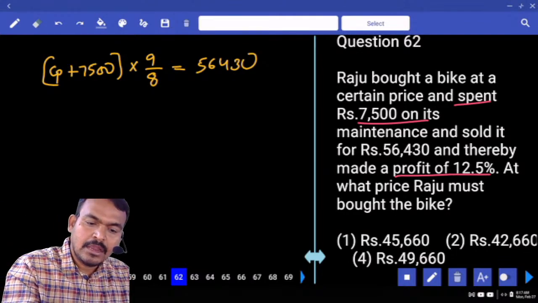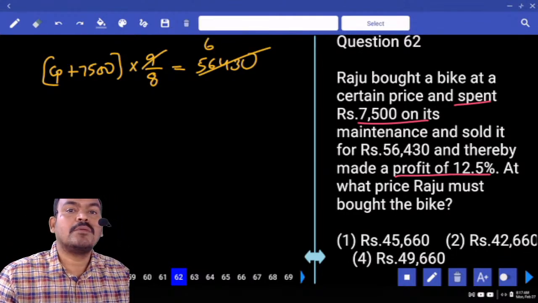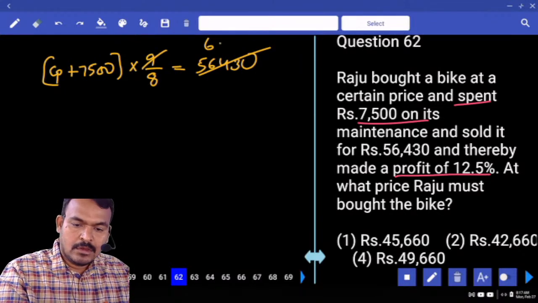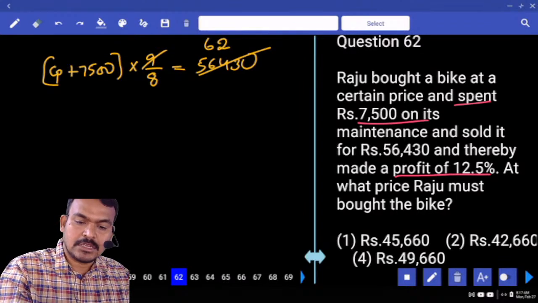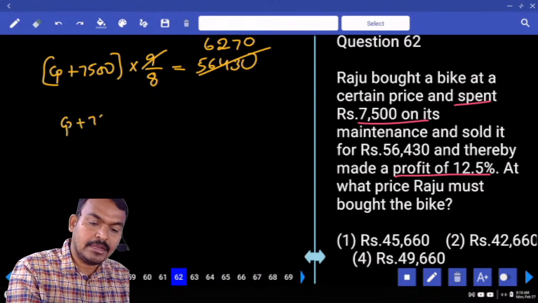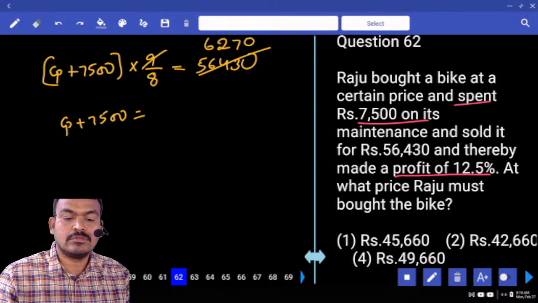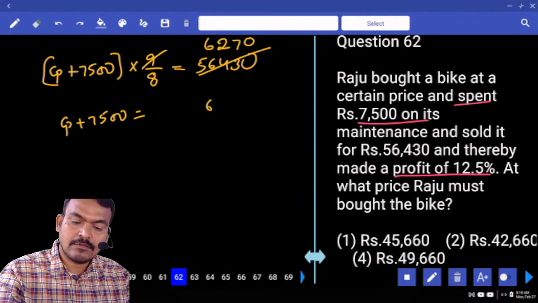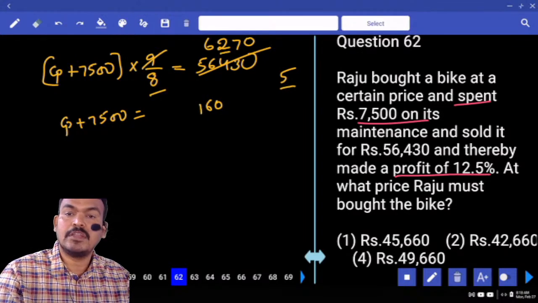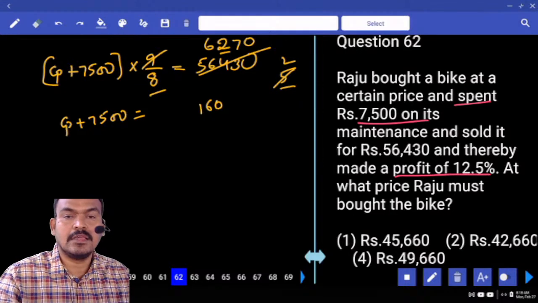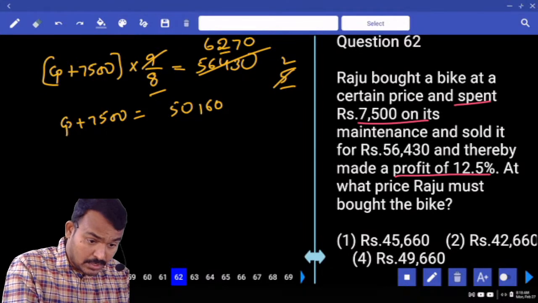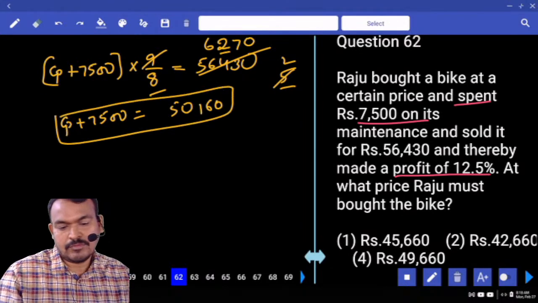112.5% means the fraction 9 by 8. 56,430 divided by 9 is 6,270. Then CP plus 7,500 is equal to 8 into 6,270. 8 times 0 is 0, 8 times 7 is 56, write 6 and carry 5. 8 times 2 is 16, plus 5 is 21, write 1 and carry 2. 8 times 6 is 48, plus 2 is 50. So 50,160. CP plus 7,500 equals 50,160.